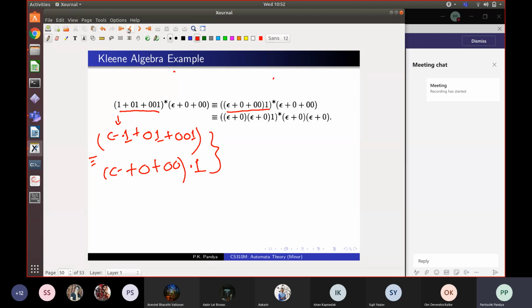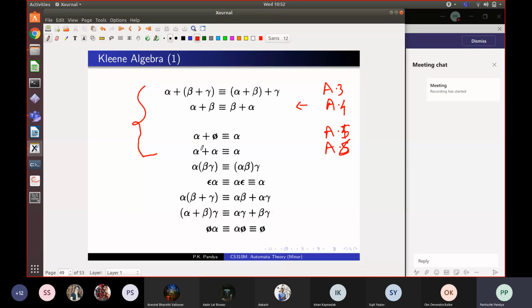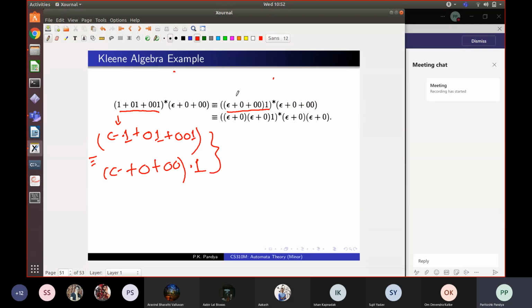And that, why is that allowed? Because you've got a rule which says, if you've got alpha plus beta, whole thing catenated with gamma, that is same as alpha gamma plus beta gamma. So given such a thing, you can factor out that gamma and do it. So he's done that substitution and got this, right? That is the first thing. Next thing, what does he do?